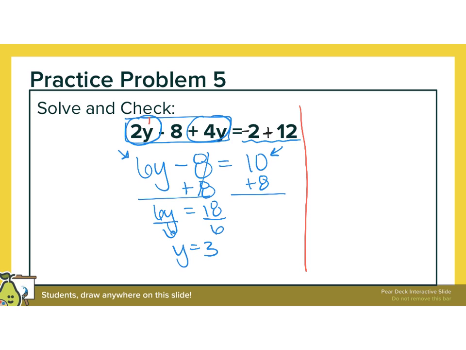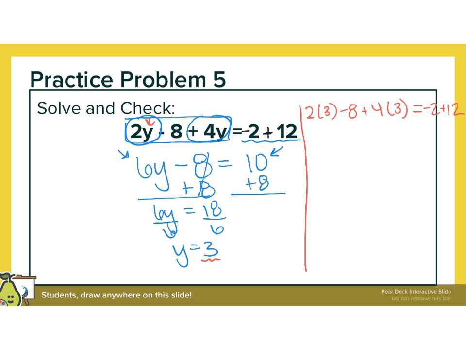Instead of y's, we're going to put 3's in their place. I don't have a lot of room, but I'm going to try. So 2y becomes 2 times 3 minus 8 plus 4y becomes 4 times 3. And then negative 2 plus 12. You always want to write it exactly the way it's written the first time.